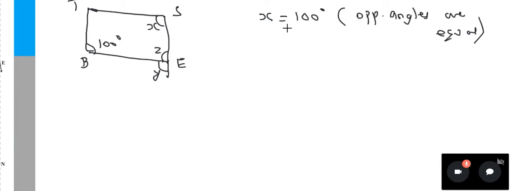Z and Y are linear pair, so they form 180 degree. Okay, that's fine. But how to find any one of them? Only then you will know how to find both of them. X plus Z is also equal to 180 degree because it's also linear pair. How come? How do you say x plus z equal to linear pair? That's not correct. X plus z is not a linear pair. They are not linear pair. Think and tell me.